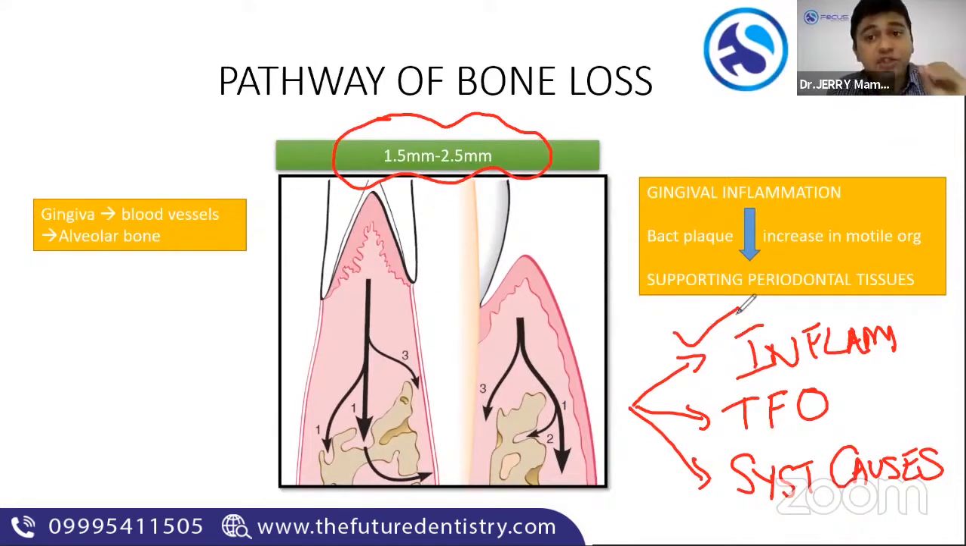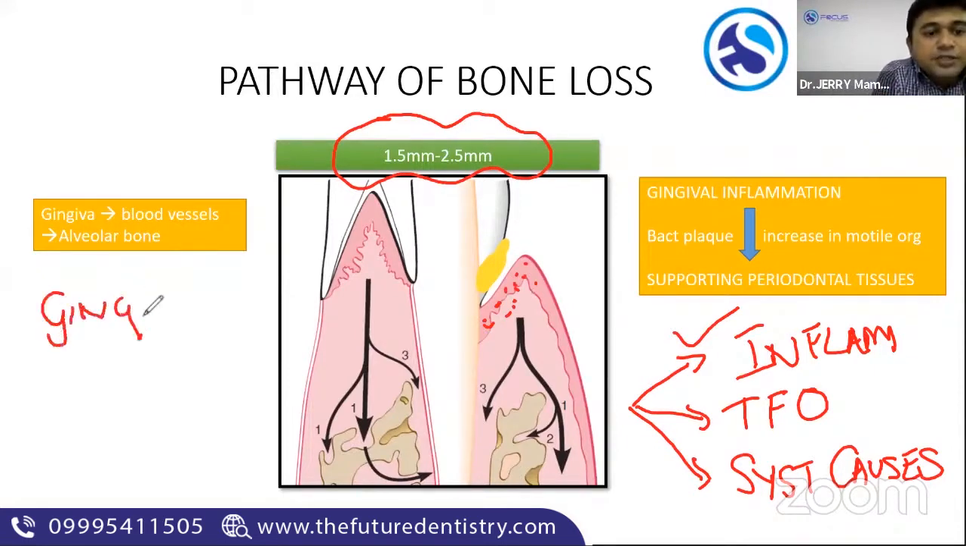For any inflammation to start within the periodontal tissues, what do you need? It is the presence of bacterial plaque. This bacterial plaque will initially cause inflammation of your gingiva, and that is known as gingivitis. Remember, here it is purely confined within the gingiva.